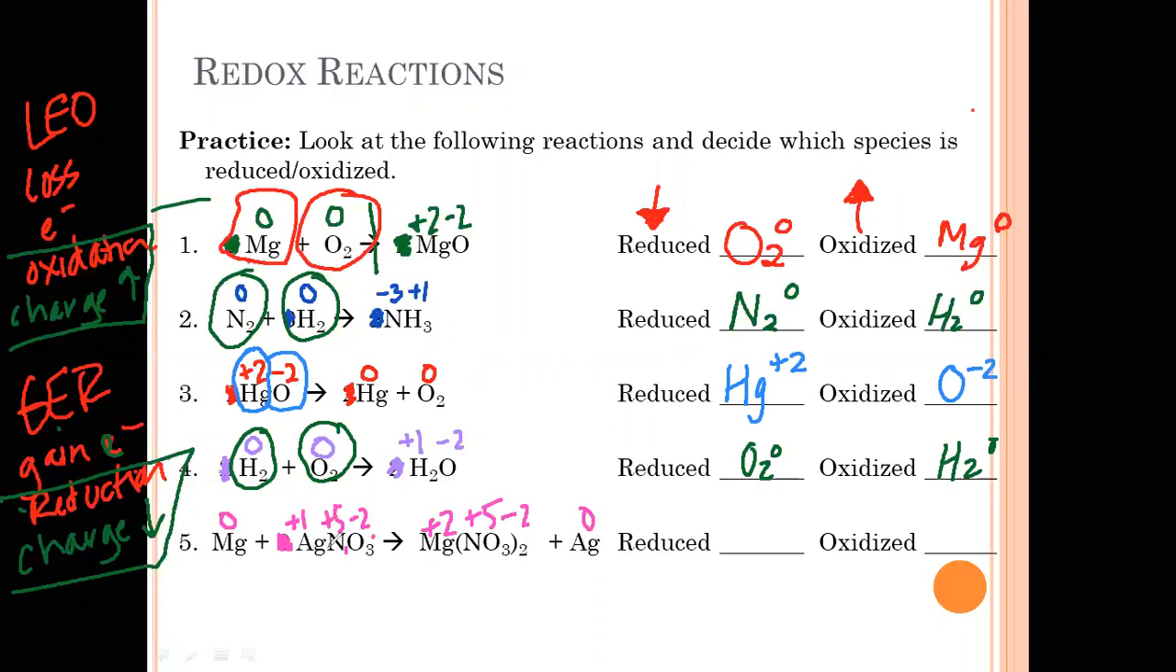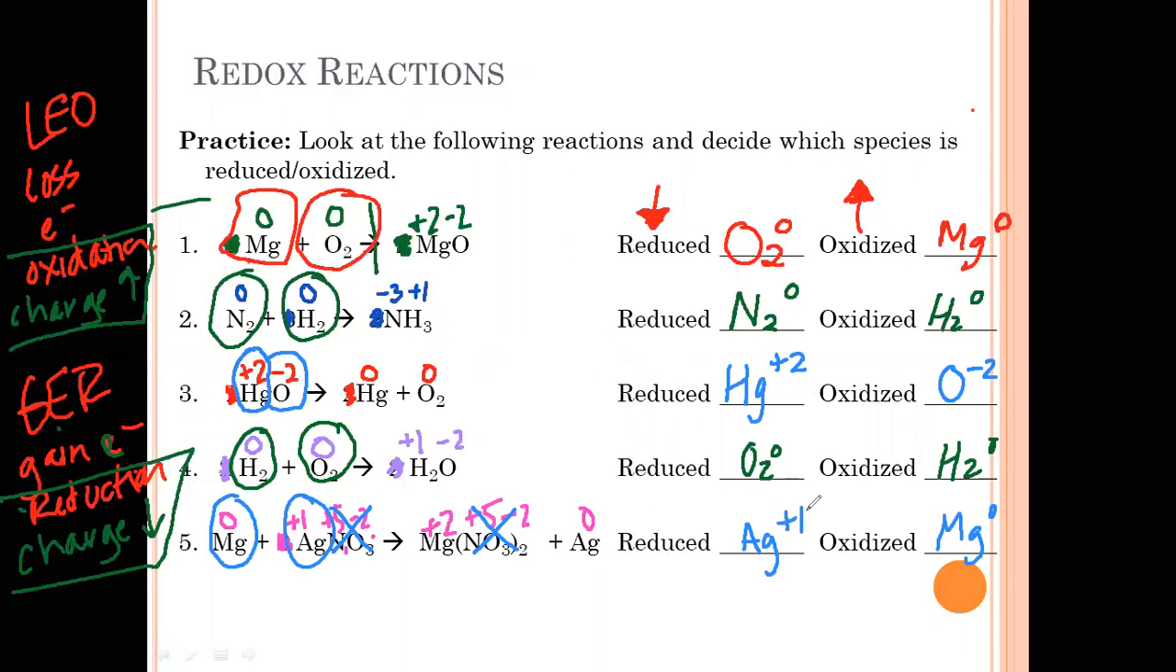Number 5 is going to be similar, so on number 5, give that a shot. You can ignore things that have the same oxidation state on both sides. They're not part of this. Okay, so I'm looking at magnesium 0, and magnesium went from 0 to +2, so it got oxidized. So I'm going to write Mg0, and then Ag+1 went to Ag0, so that got reduced.